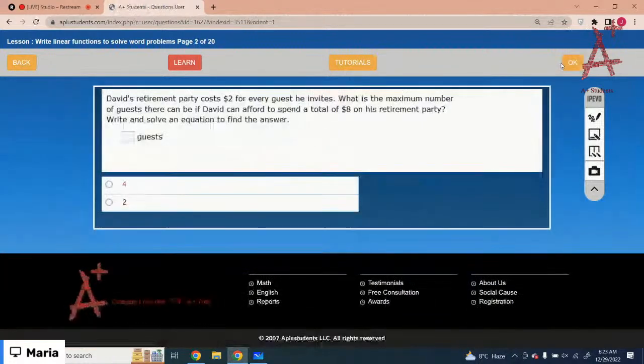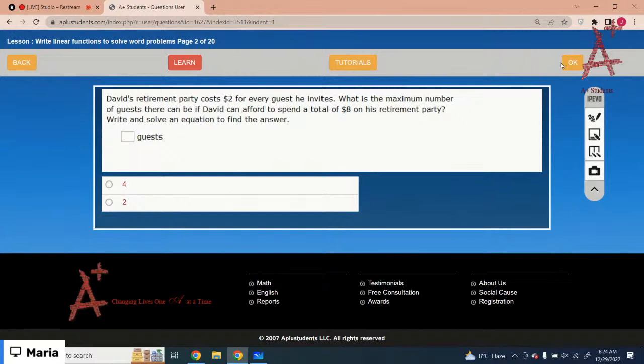Okay, the next one is: David's retirement party costs $2 for every guest he invites. What is the maximum number of guests there can be if David can afford to spend a total of $8 on the retirement party? Write and solve an equation to find the answer.